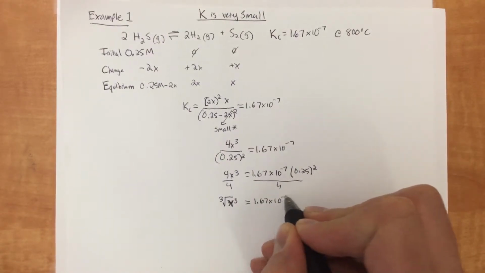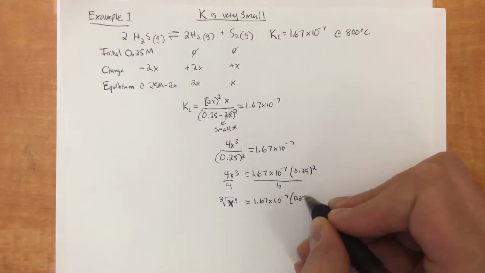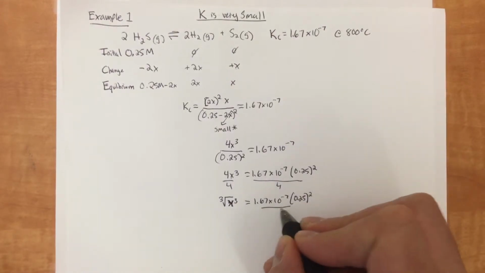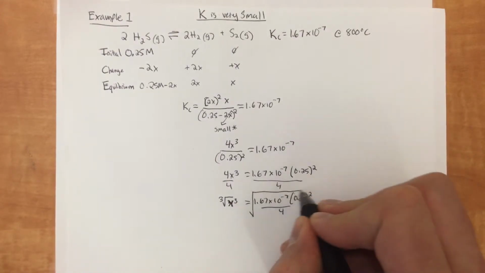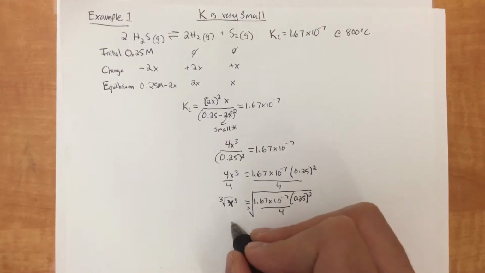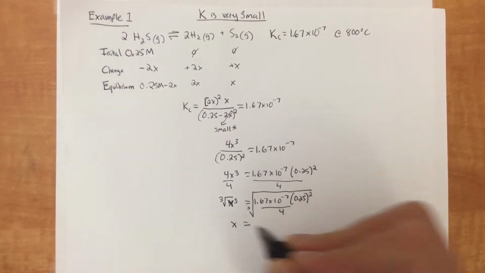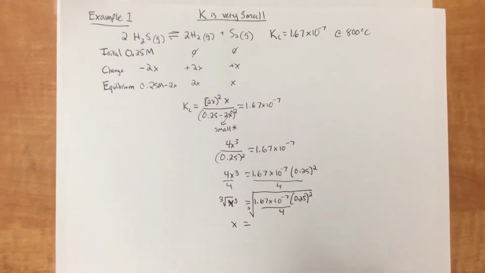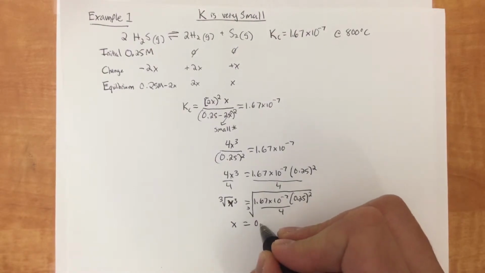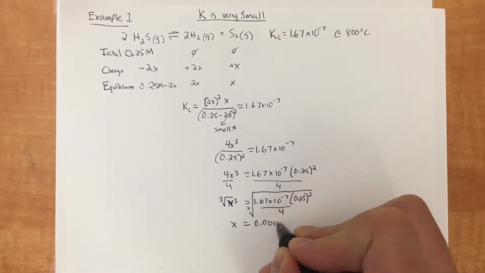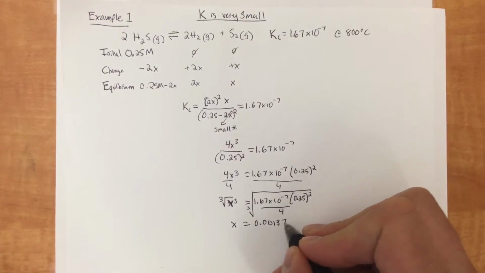1.67 times 10 to the minus 7, times 0.25 squared, divided by 4, take the cube root. This should give us our value of x. And when we calculate this, we find that the value of x is 0.001377.